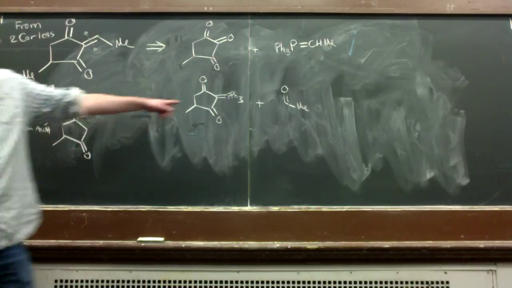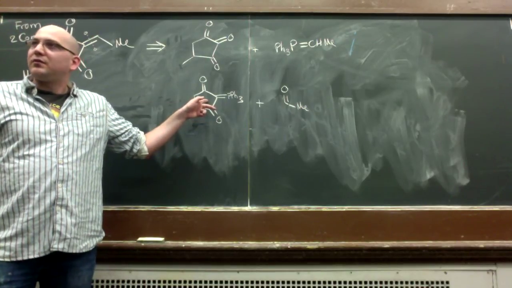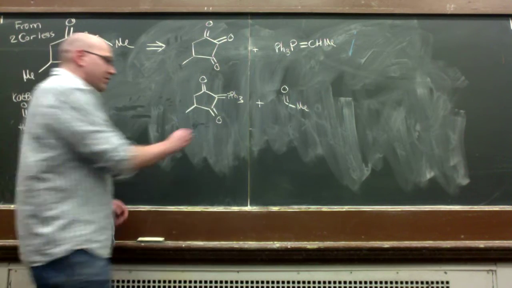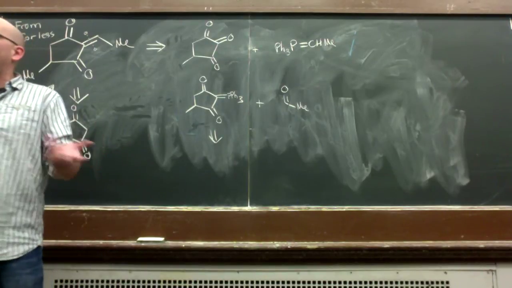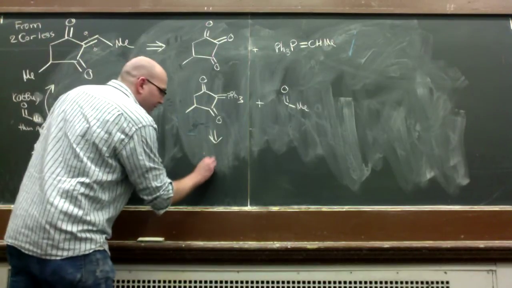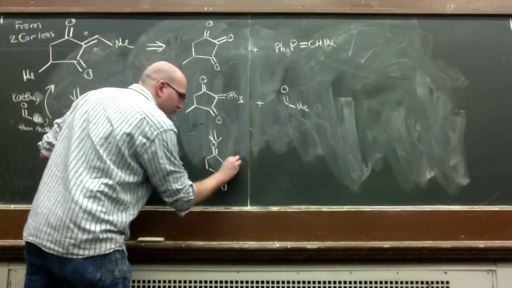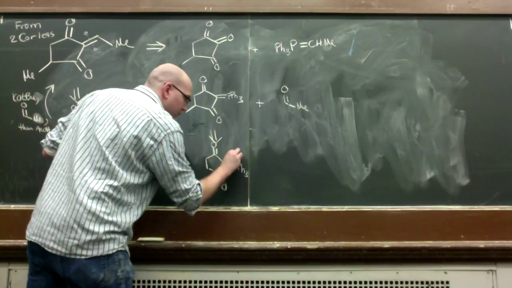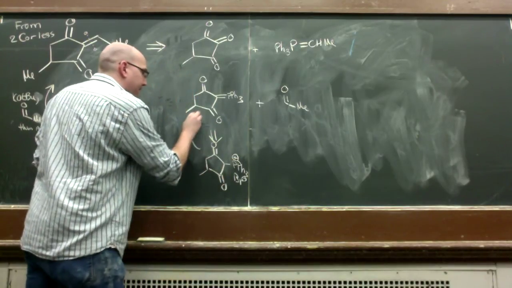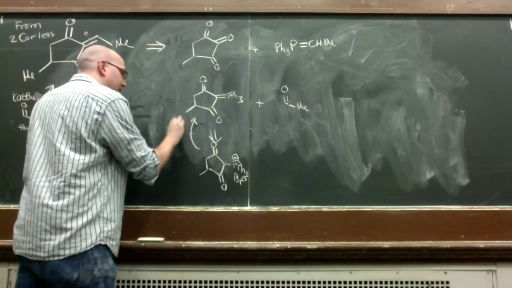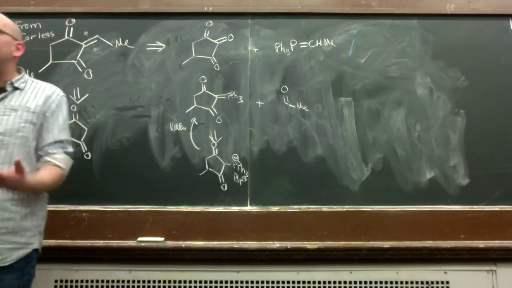Then we would have to make this. How do you guys make Wittigs? Yeah, I think I heard the right answer in many different ways. You treat triphenylphosphine, but you have to make the ylide by deprotonating the triphenylphosphonium salt. So some base, potassium tert-butoxide is fine. Butyllithium is fine. Some base, right?